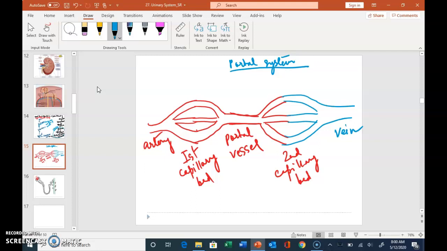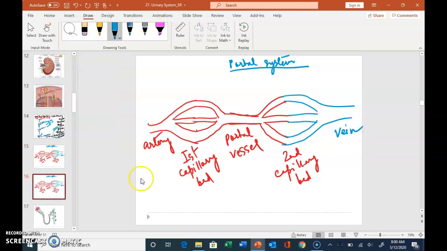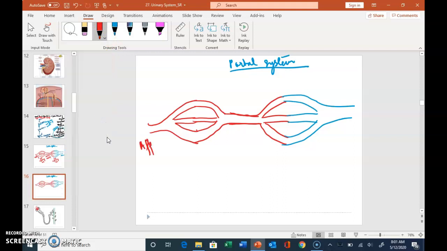Now, where is a portal system? Do you remember? Let me get the slide. Do you remember the afferent arteriole we talked about? So let's say this is the afferent arteriole.